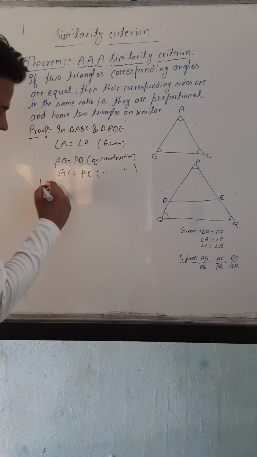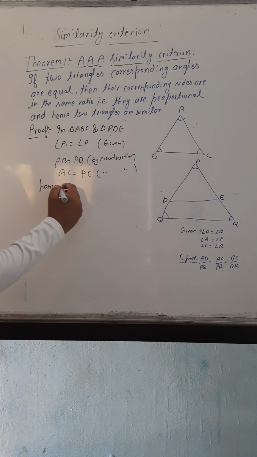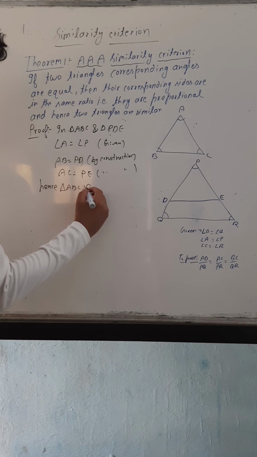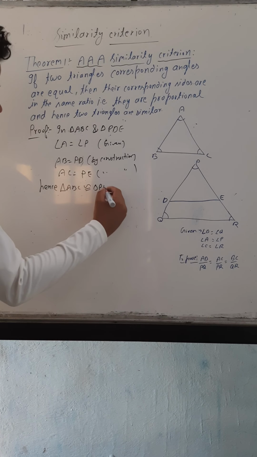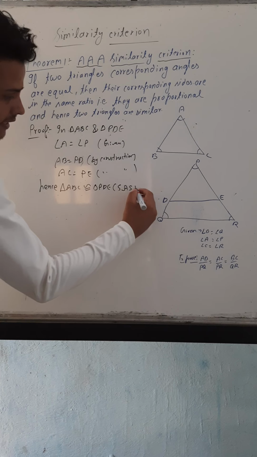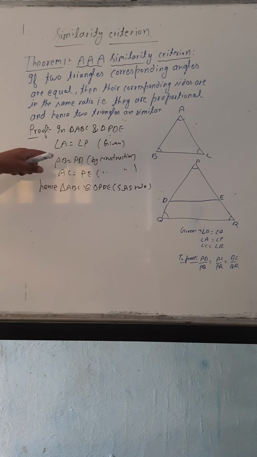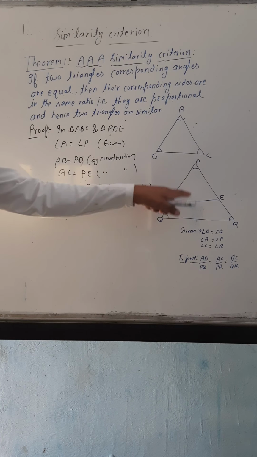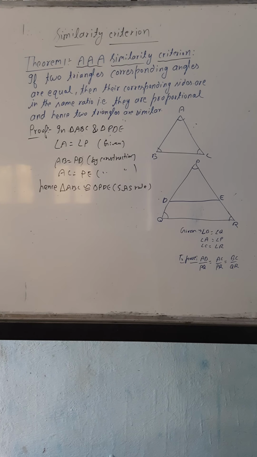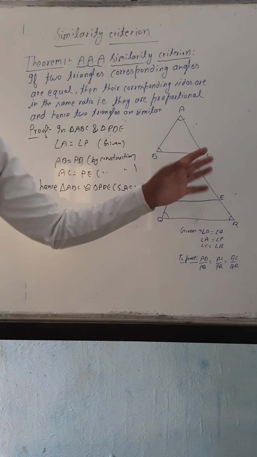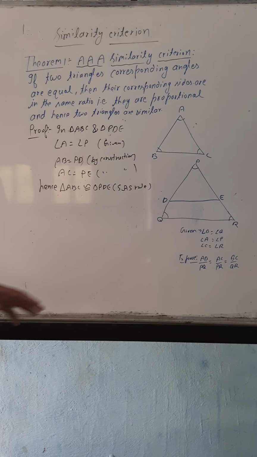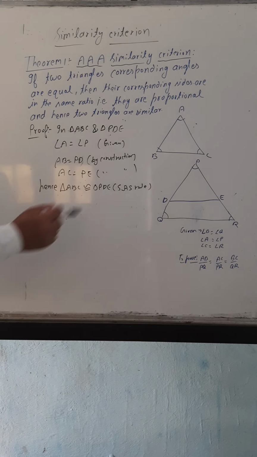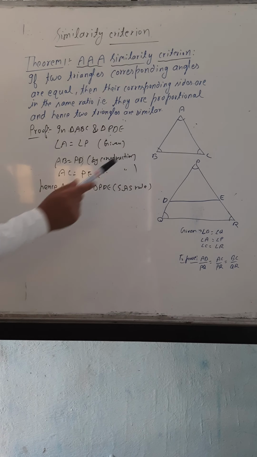So right here, hence triangle ABC is congruent to triangle PDE by the SAS rule. Two sides are there and one angle is also there. So by the SAS rule, both the triangles are congruent now. If the triangles are congruent, then what will happen? Their corresponding parts will also be equal. So by CPCT you can say angle B is equal to angle D, because both triangles are congruent.